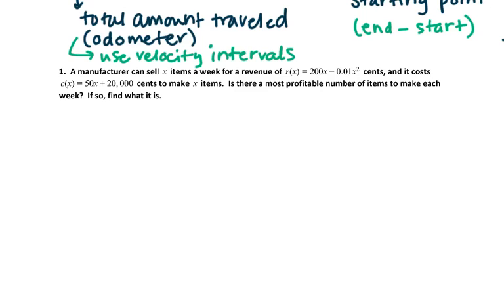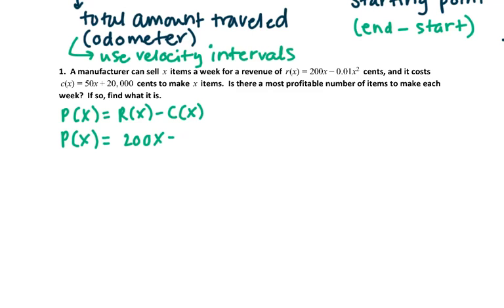So the first thing we're going to do is write a profit equation by combining revenue minus cost. Okay, so our revenue formula is 200x minus 0.01x squared. And then we're subtracting with parentheses, because this is where you'll make a mistake if you're not careful, the cost expression, 50x plus 20,000.